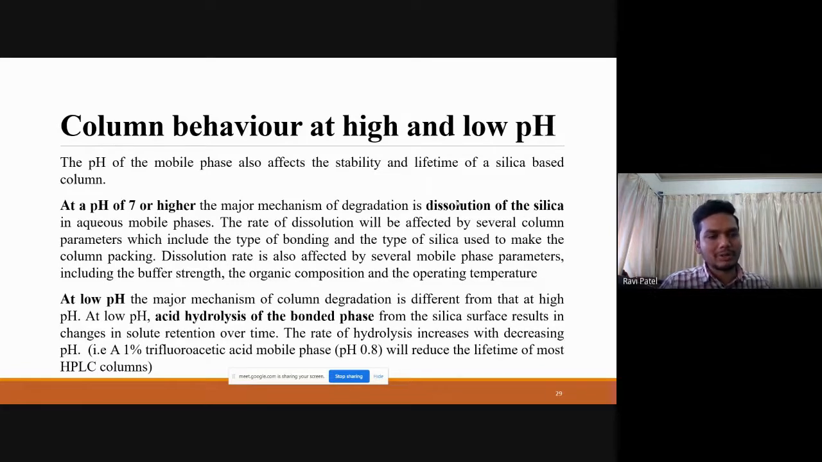And what happens at a lower pH, lower than 1 pH? If we incorporate 0.8 pH, 0.5 pH and all, at that time acid hydrolysis of the bonded phases happens, right? So by this way we are damaging our column, and if we damage our columns, we are not getting reproducible results. So during method development, we generally prefer a pH range which is suitable for our column as well. Okay, it is 3, 4, 5, 6 and all.